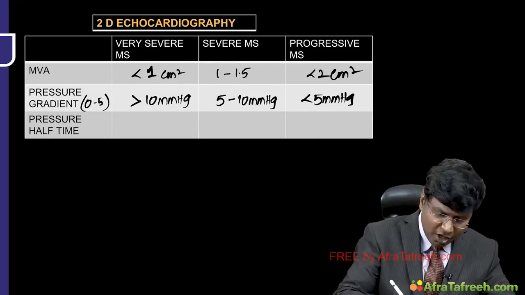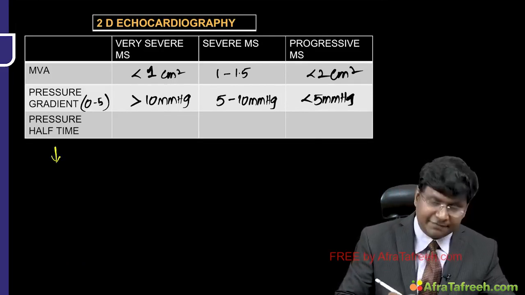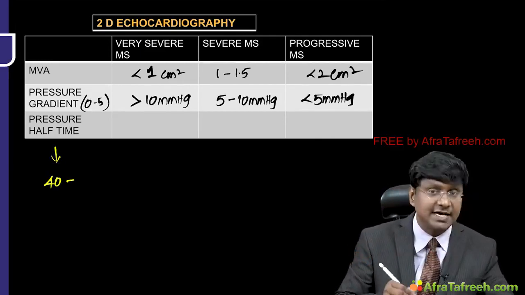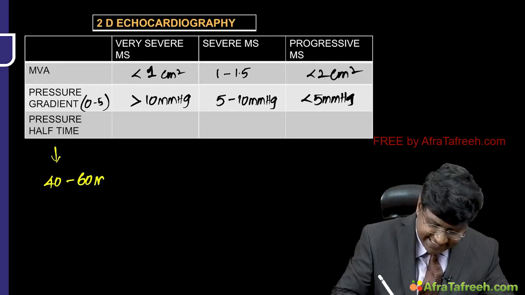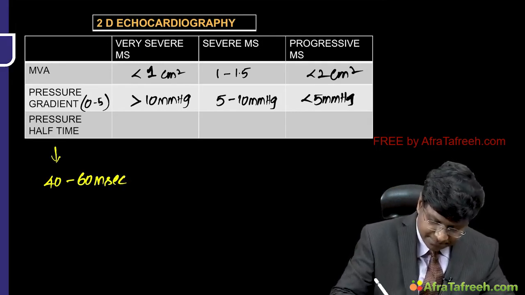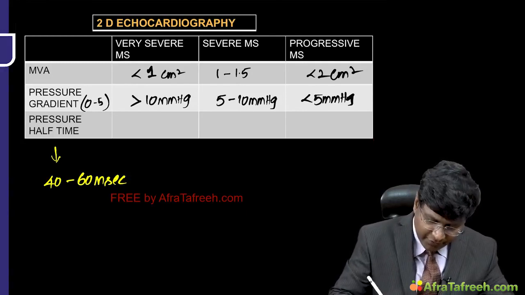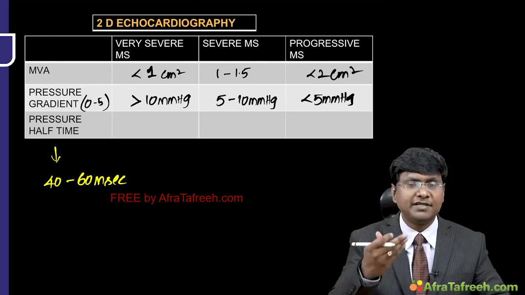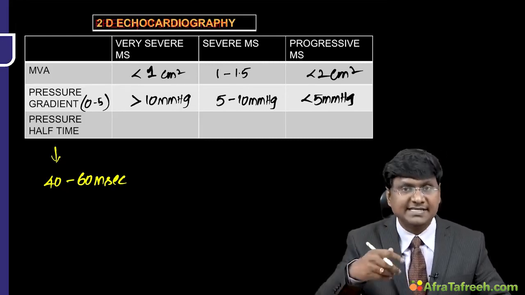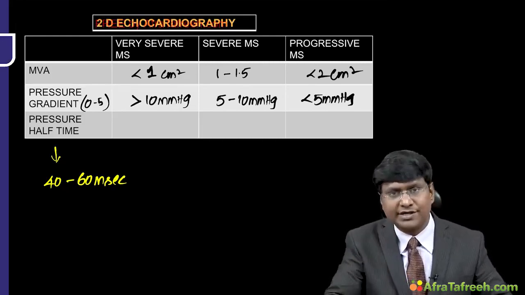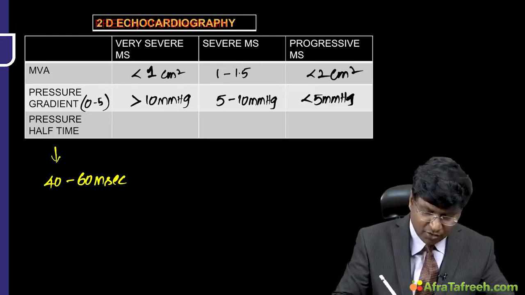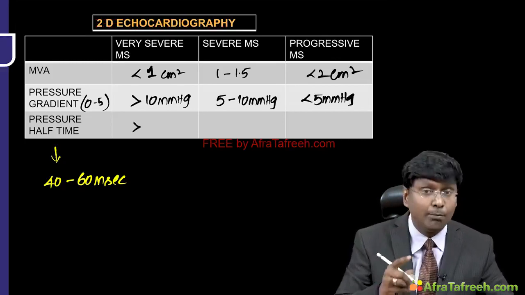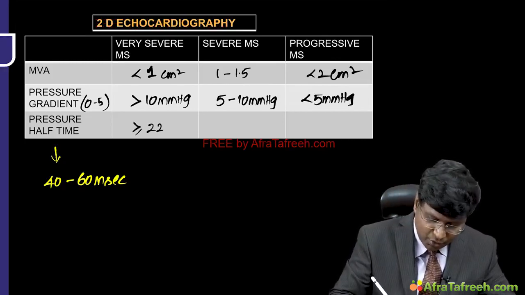So how much is the normal pressure half time? When the mitral valve area is around 4 to 6 centimeters square, the normal pressure half time is around 40 to 60 milliseconds. Now, when mitral stenosis develops, the time required for the movement of blood from the left atrium to the left ventricle is increased. So the pressure half time is also increased. Normal is around 40 to 60 milliseconds, and in very severe mitral stenosis, it will be more than or equal to 220 milliseconds.